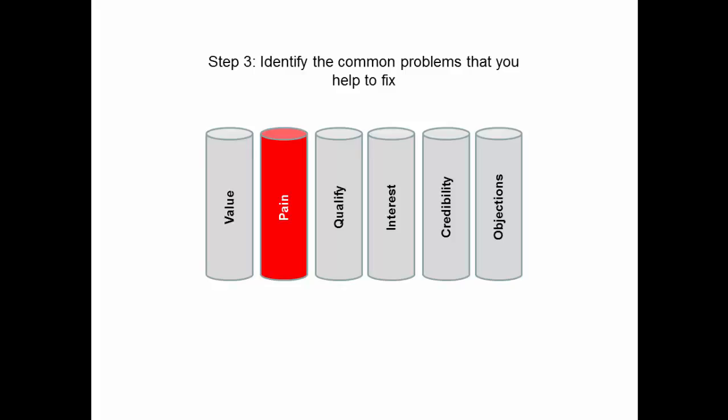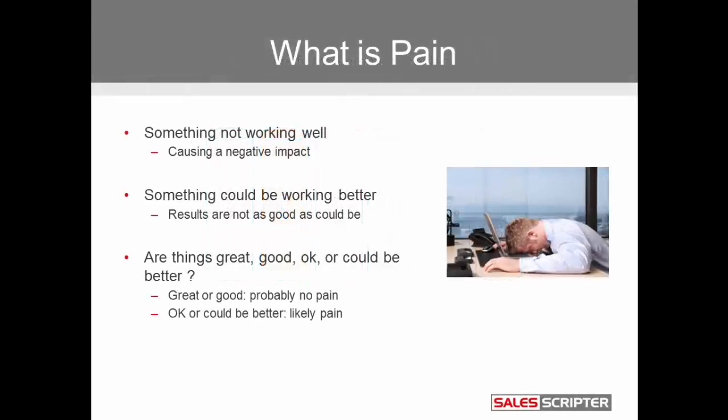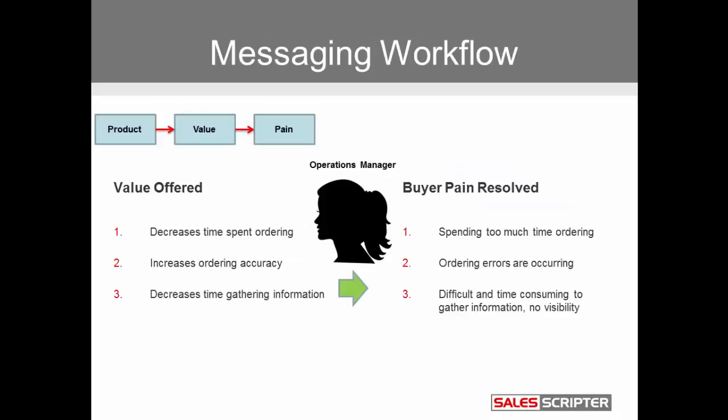The next step is to identify the problems that you help to fix for the different buyer personas. And the common problems that you help to fix, or the pain that you help to resolve, is basically what's not working well or could be working better on the prospect side. And again, the key thing here with buyer persona focused sales and marketing is that these should most likely be slightly different for the different buyer personas.